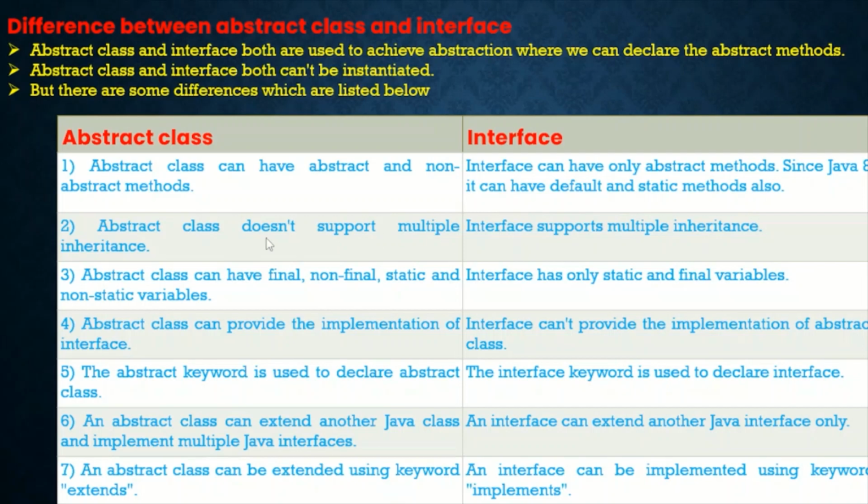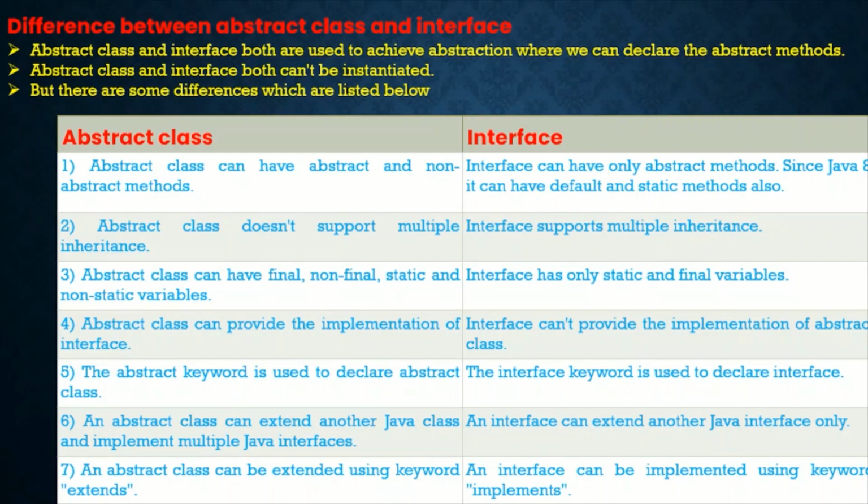An abstract class does not support multiple inheritance, because it's a class. I have already told you Java does not support multiple inheritance through classes, but Java supports multiple inheritance through interfaces. An abstract class can have final and non-final, static and non-static variables, but an interface has only static and final variables. And an abstract class can provide the implementation of an interface. By using one abstract class, we can provide the implementation to the interface.